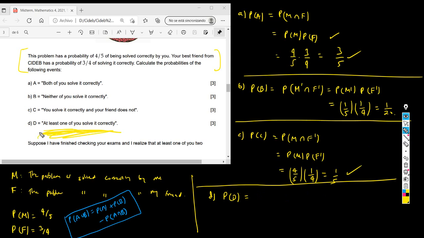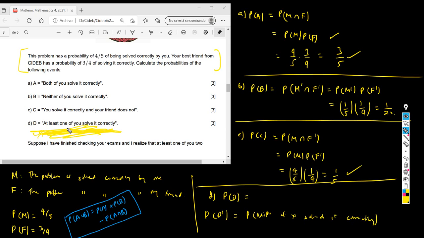Okay, look at the question. Look at the event: at least one of you solved it correctly. If I ask you about the complement of D, think about the complement of D. D is at least one of you solved it correctly. The complement of D, guys, is neither of you solved it correctly. That's the complement of this.